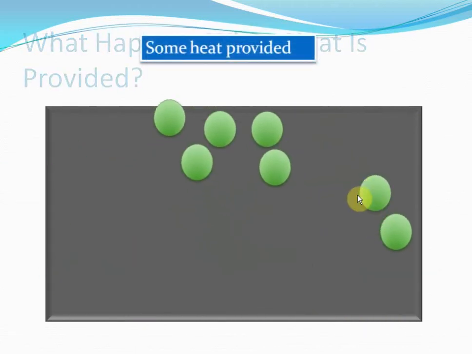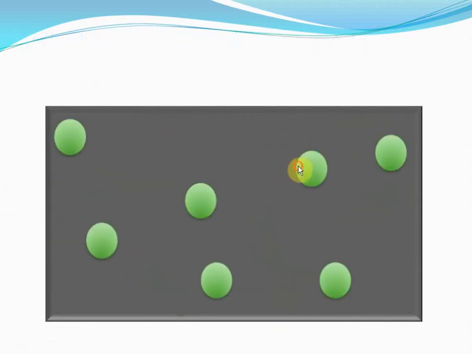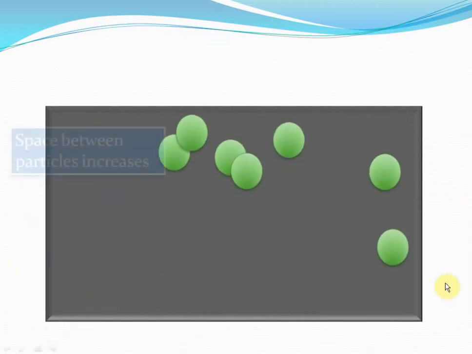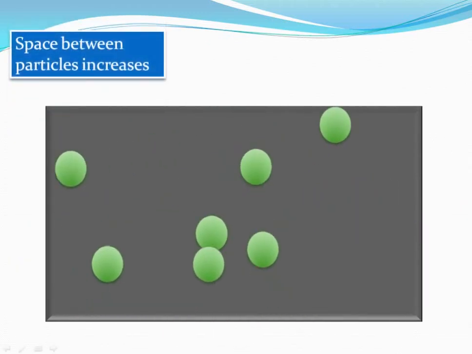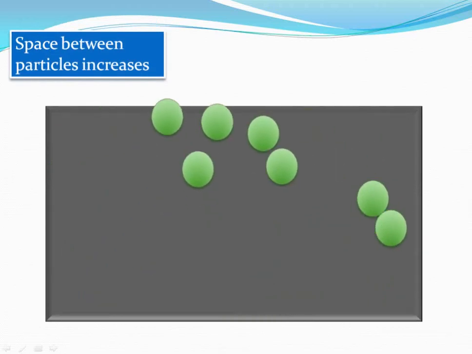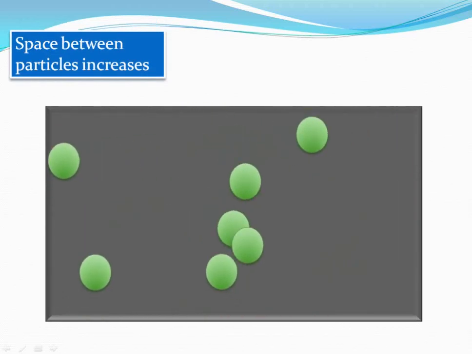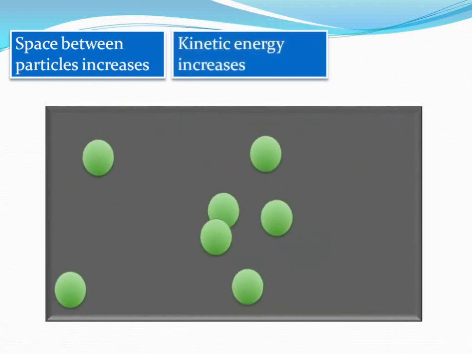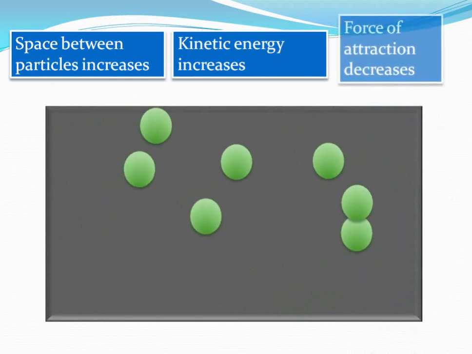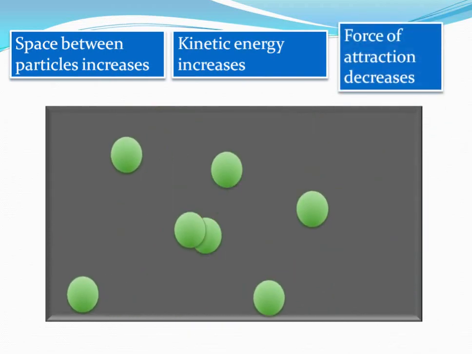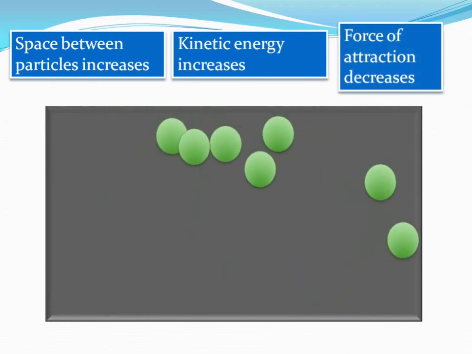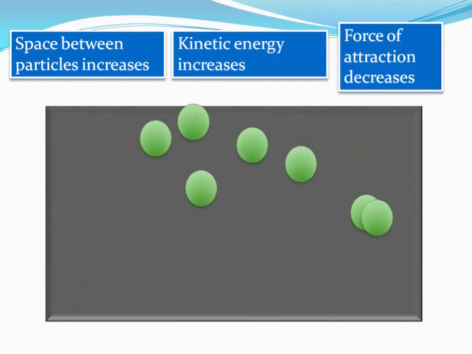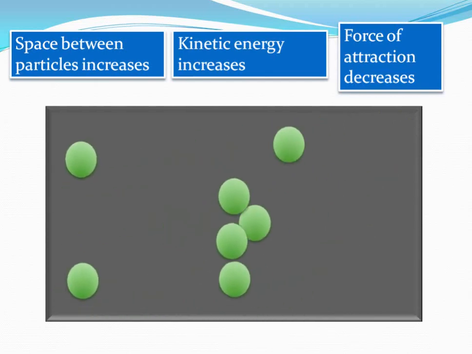Let's find out. When some heat is provided to these air particles, they start moving faster, like this. The space between the particles increases, because when the particles start moving faster, they keep on moving more and more away from each other. The kinetic energy increases. After all, the particles start moving faster. And the force of attraction between the particles decreases. This is because, again, since the particles are moving faster, they can very easily move far apart from each other. And when they move far apart, the force of attraction decreases.